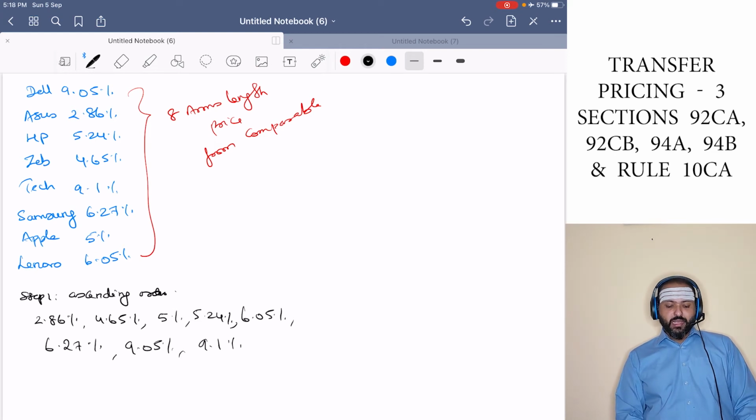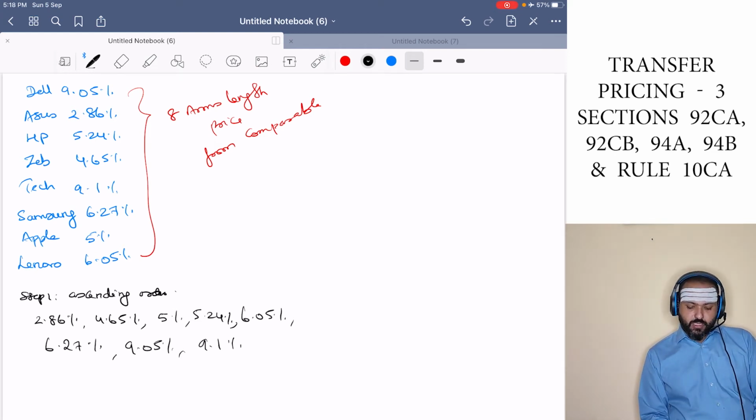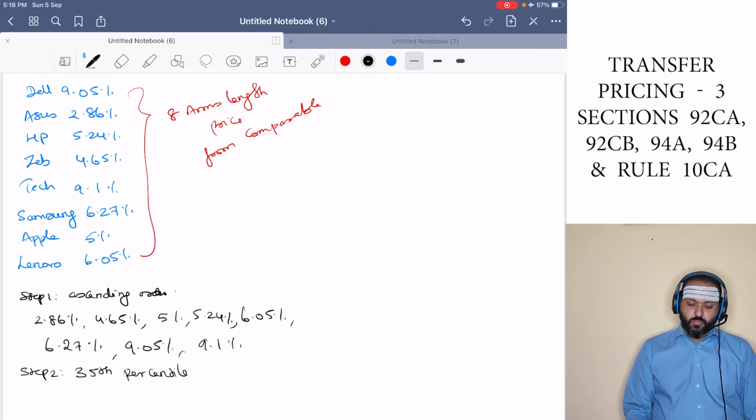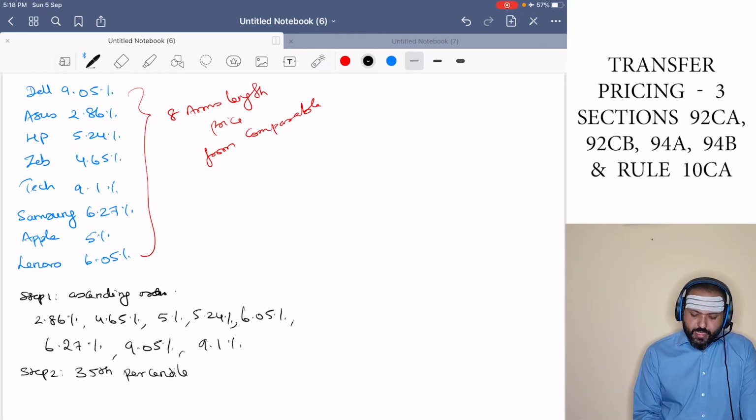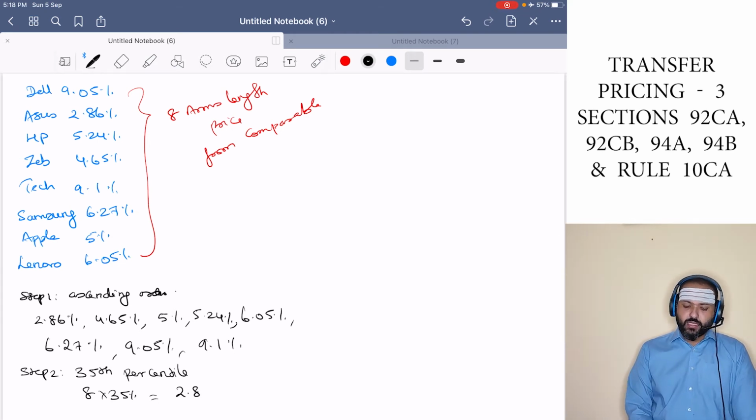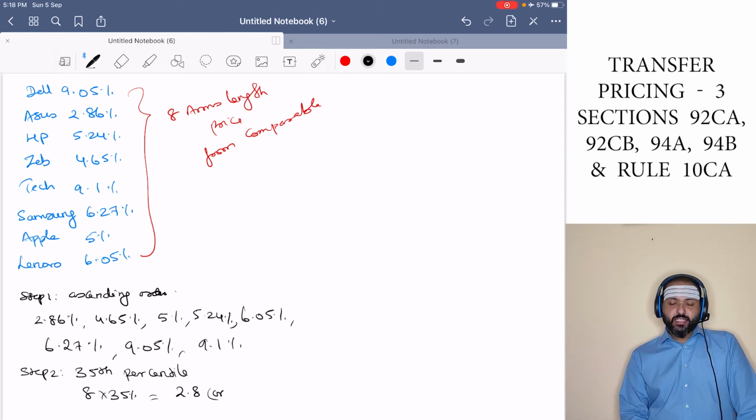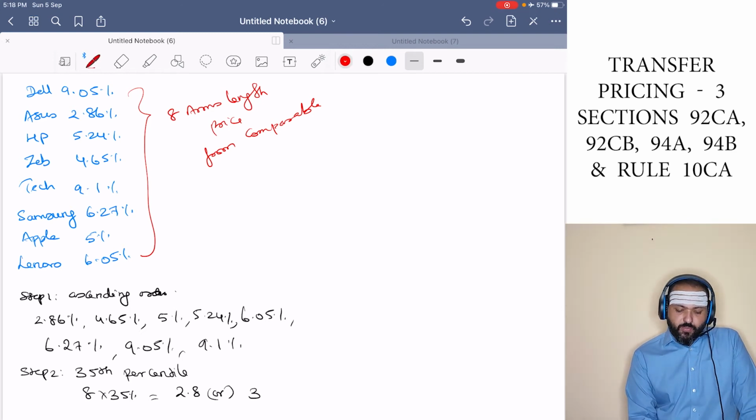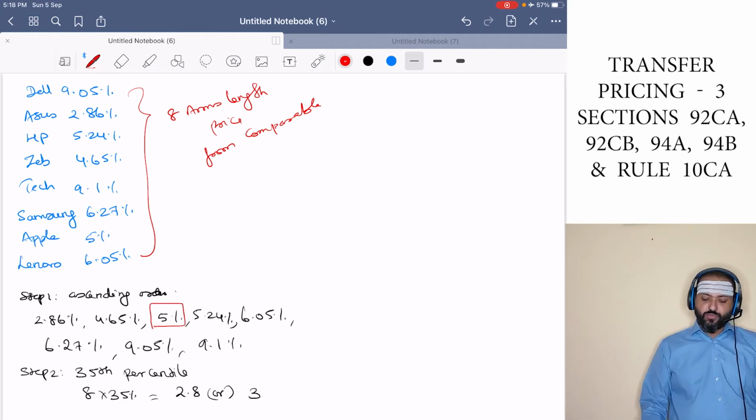Now what will we do? We will have to take the 35th percentile. Step 2, 35th percentile. Now what is the 35th percentile? 8 into 35%. How much is that? It is going to be 2.8. So 2.8 is the 35th percentile, and since it is not a whole number, take the next number, the third number. So the start of the range will be from 5%. So the range starts from 5%.